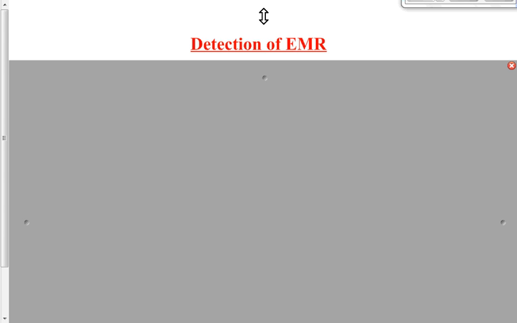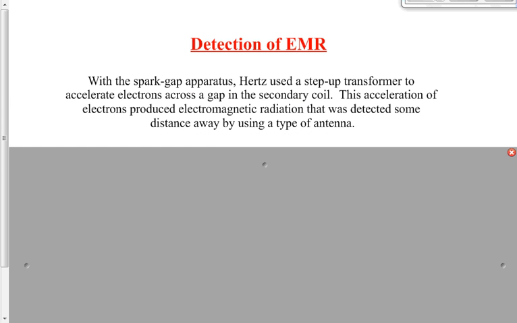But how do we experimentally detect EMR? How do we detect EMR knowing exactly what it is that we're observing? Well, a guy named Heinrich Hertz introduced an experiment they call the spark gap apparatus. You should recognize this guy's name, Hertz. Where have you seen that before? Heinrich Hertz.